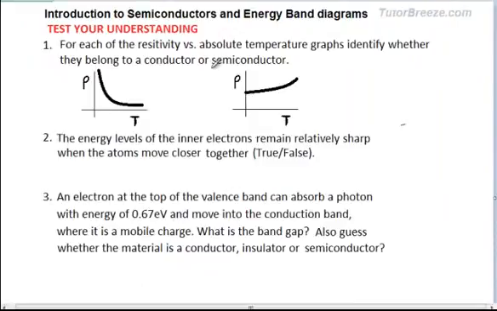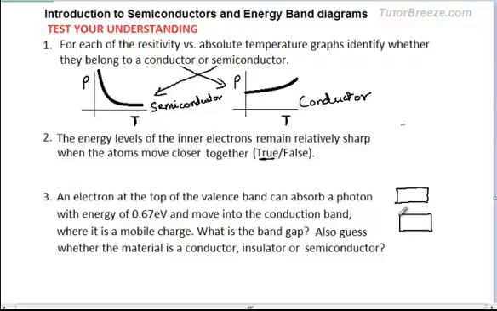The first graph is that of a semiconductor because the resistivity is decreasing with temperature, and the second graph is that of a conductor because the resistivity is increasing with temperature. The energy levels of the inner electrons remain relatively sharp. This is true because the outermost electrons, or the valence electrons, are affected the most when the atoms move close together.